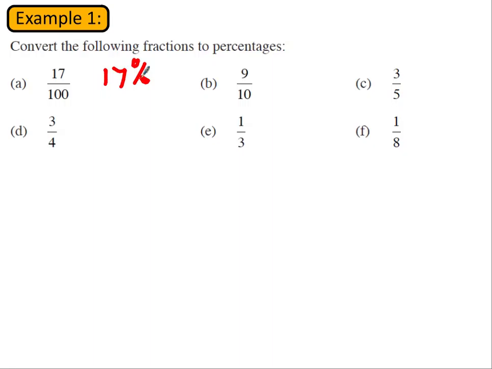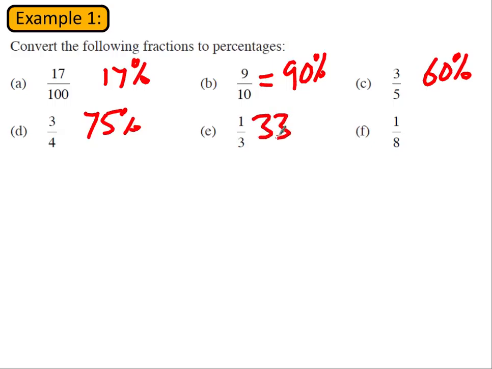Now then, if we've got 9/10, we could do 9 divided by 10 times 100. And if we work that out, we get 90%. 3 divided by 5 times 100 is 60%. 3 divided by 4 times 100 is 75%. 1 over 3 times 100 is going to be 33.333%. But we'll keep this to the nearest whole number and we'll just leave it like that.